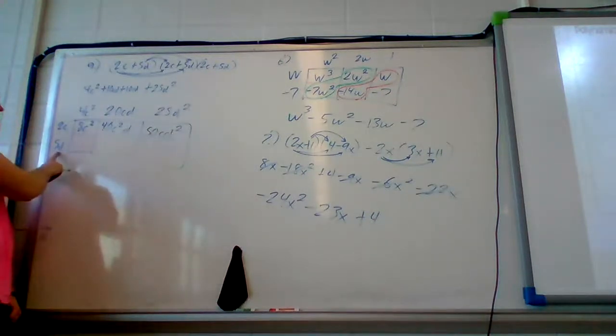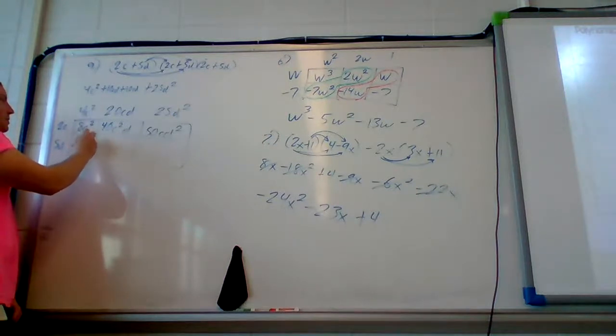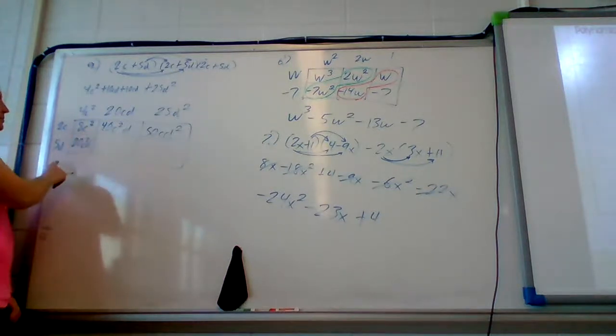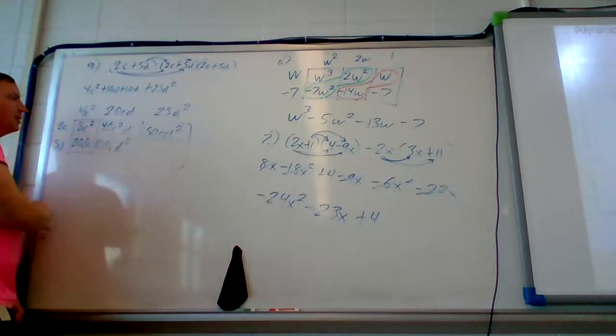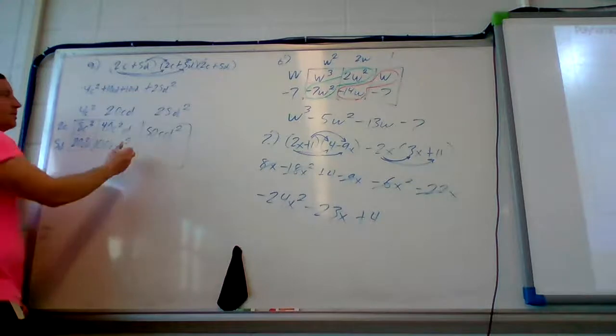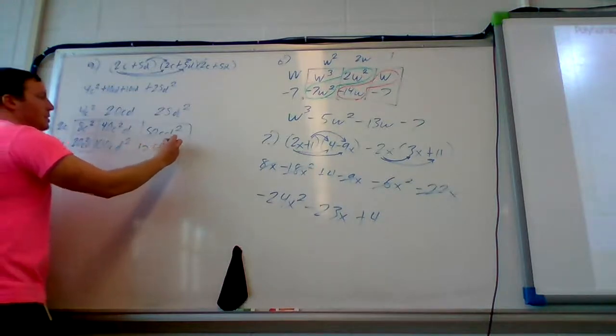Then we have our next term. So 5d times 4c squared is 20c squared d. And we're going to get 100cd squared. And then 5 times 25 is 125d cubed.